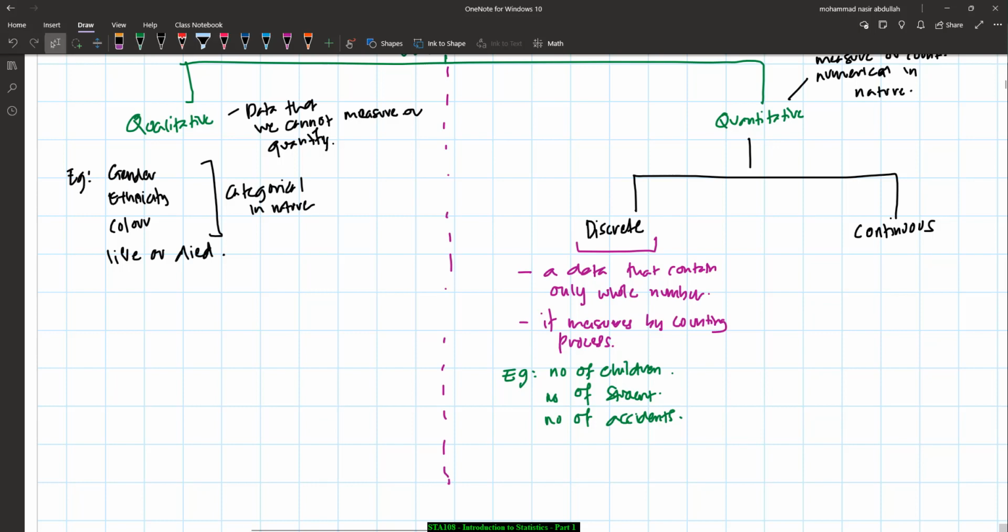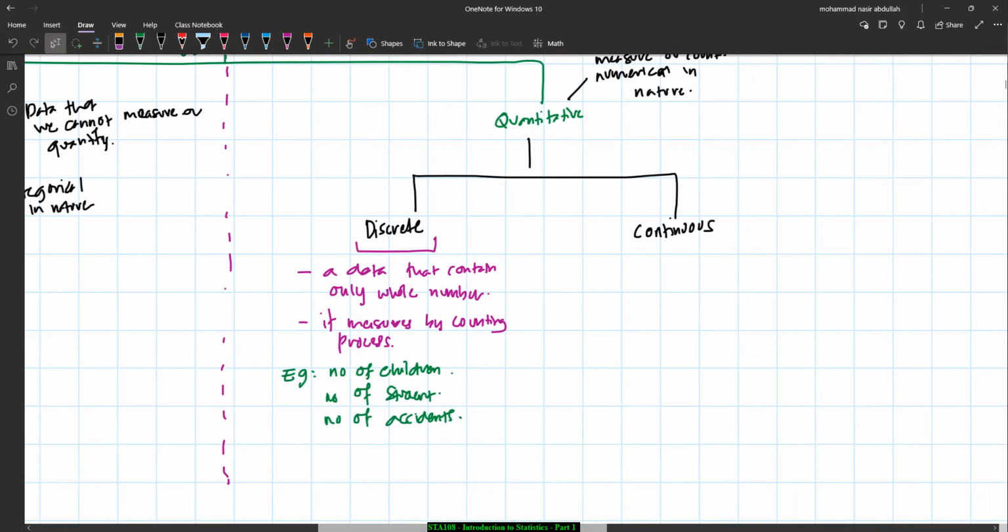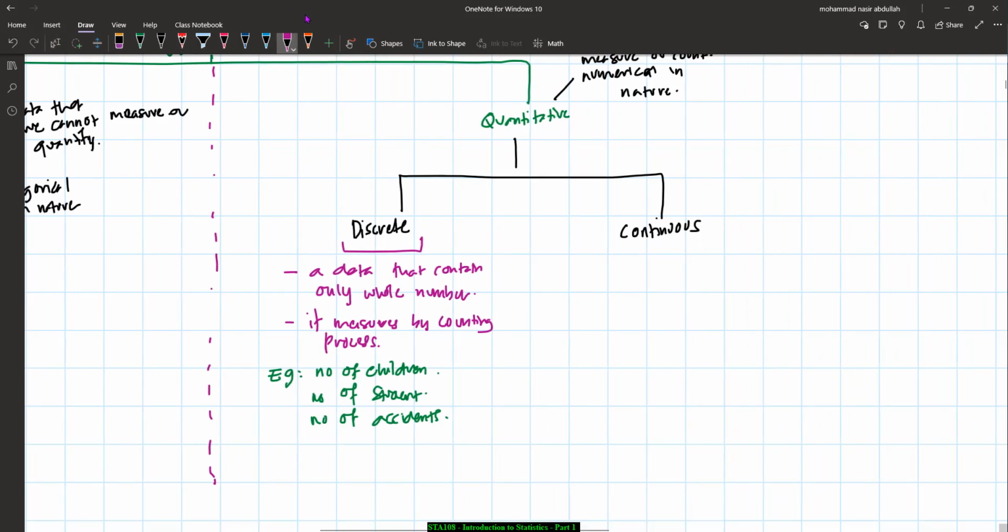Now, let's look at continuous quantitative variable. Continuous quantitative variable is a numerical variable that we can measure. Right? It contains any values in range are possible, right? Measures by measurement tool. We measure the values for continuous quantitative variable ni by measurement tools.